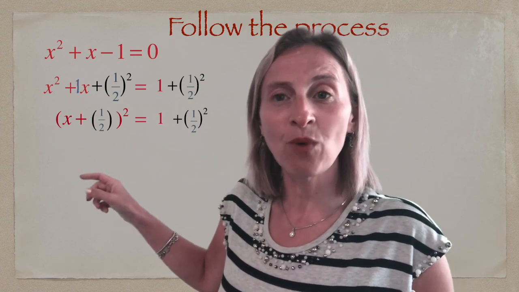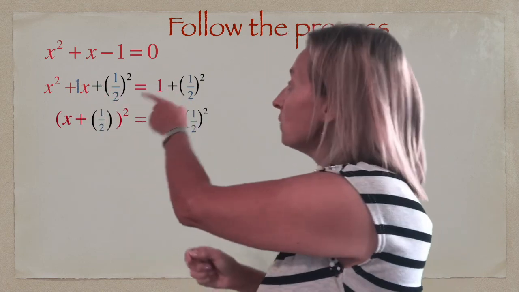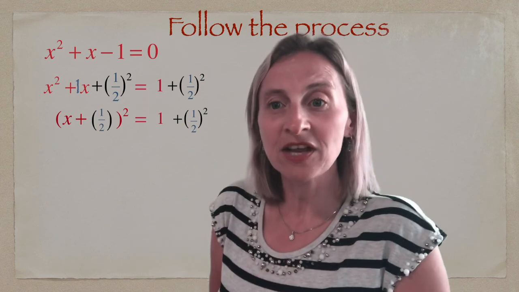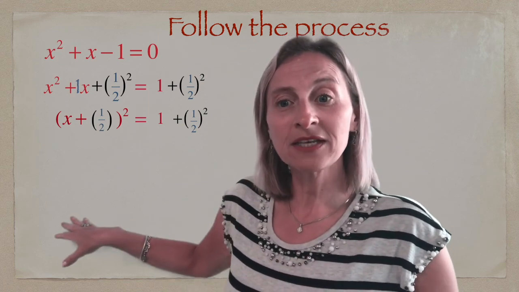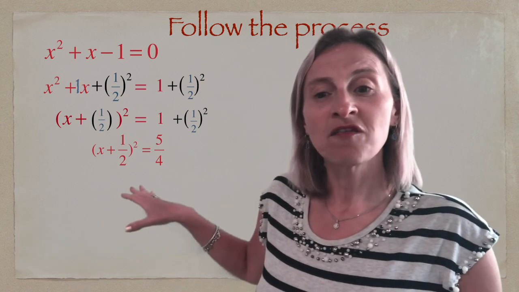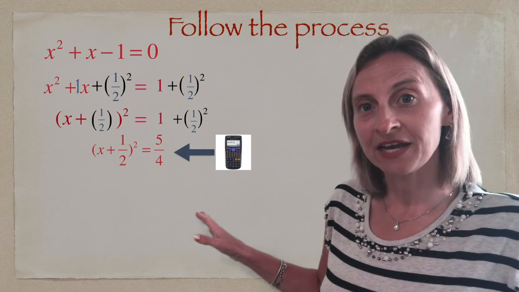Of course, a half of 1 is the same as 1 over 2. So I write 1 over 2 in all the brackets that I've already set up. Now I can complete the square. Write down what's left. X plus a half squared equals 5 over 4. How did I get the 5 over 4? I did it on my calculator.